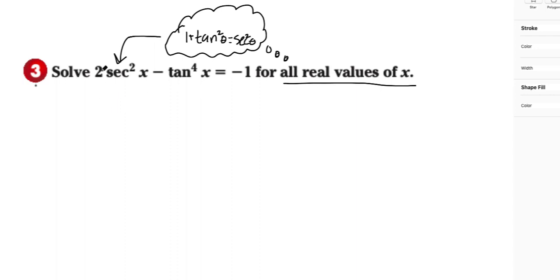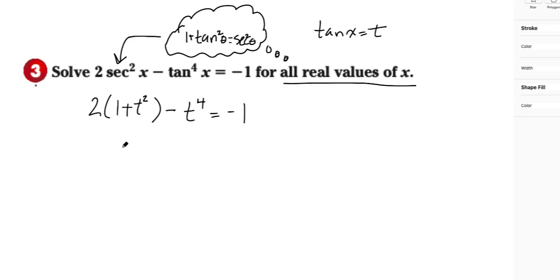And then maybe I can just play around and be like, 2 times 1 plus t squared minus t to the 4th power. You guys see what I'm doing? I'm saying that the tangent of x is equal to t, and I'm substituting here. Yeah, I like playing with algebra.